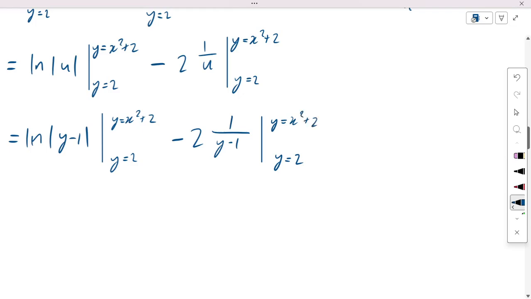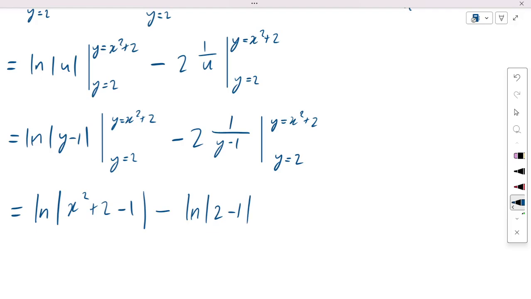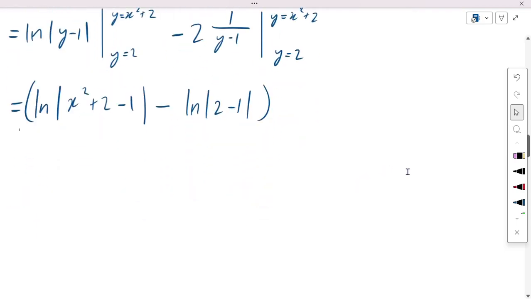Okay, so now we can just plug the limit into the y. So we're going to be having the natural log of absolute value. We're going to first deal with the upper limit, so it's x squared plus 2, and then it's going to be minus 1. And then we're going to have minus, and it's going to be where we substitute 2 into it. So it's going to be the natural log of absolute value, 2 minus 1. Okay, so that's what we have for the first one, right? Let's do the second one. So the second one, it's minus 2 into whatever we're going to evaluate into, right? We always take the constant out and the negative, so that we make it easier for ourselves.